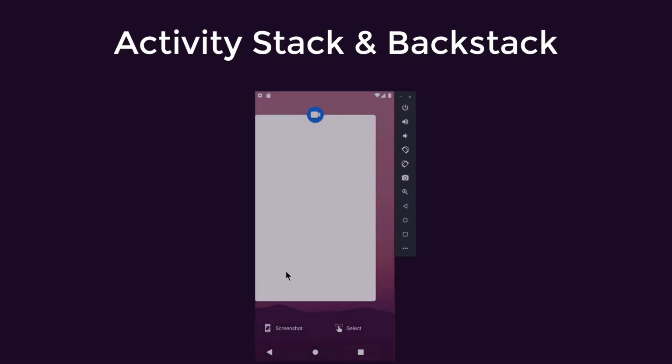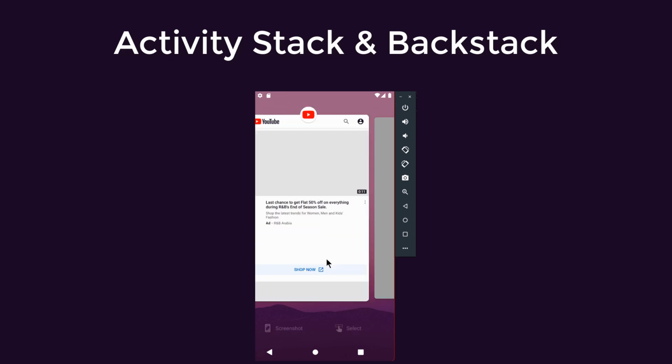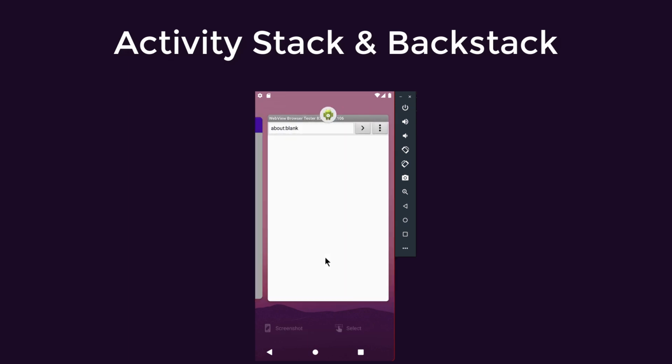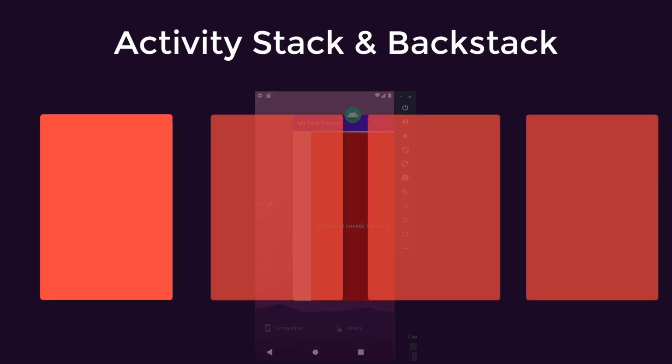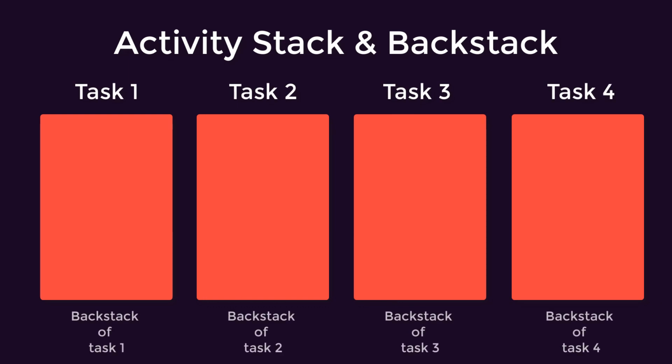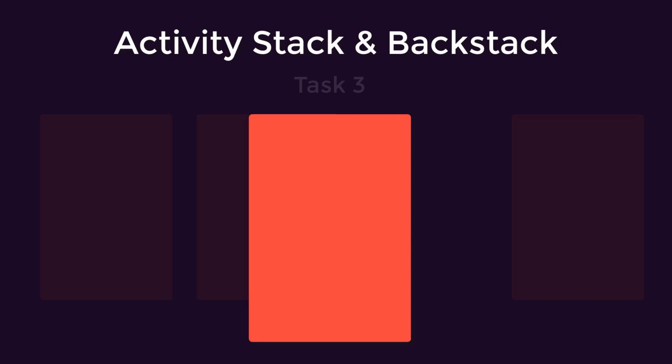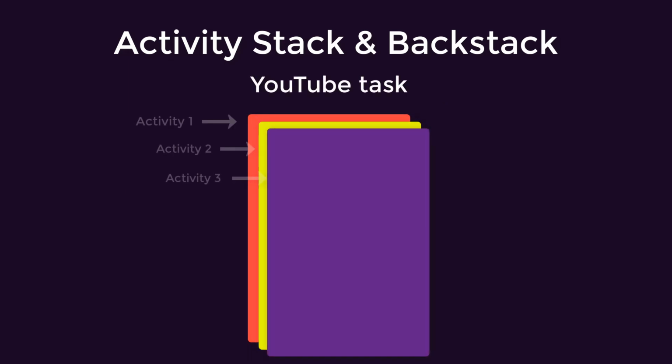So if you open the overview screen that shows the recent apps that you use within your Android device, you'd see a couple of cards that represent each application that you used. Now each card is called a task. And a single task is called a back stack or activity back stack, which consists of multiple screens or multiple activities.